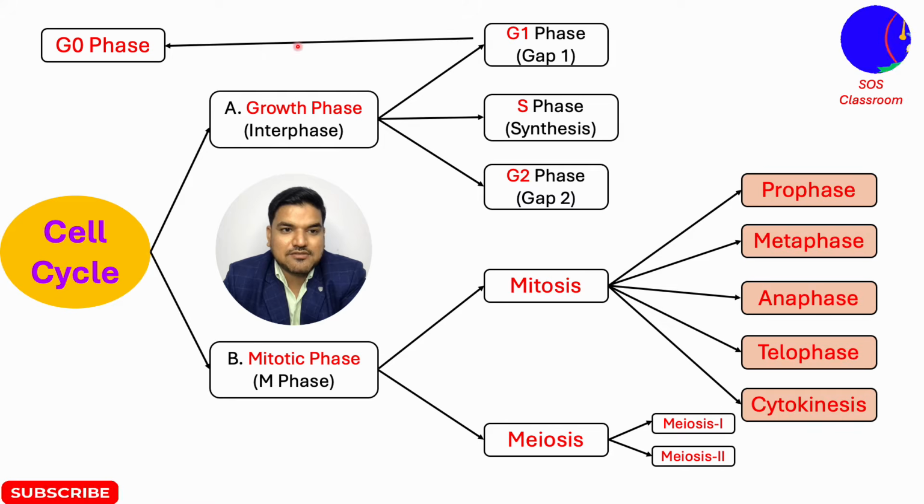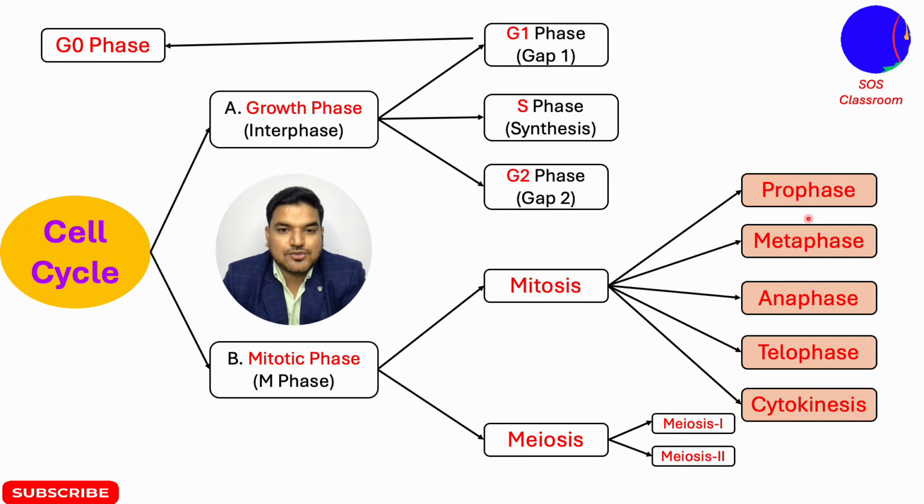First of all, the cell cycle is divided into two phases, growth phase and mitotic phase. The growth phase is divided into three: G1, S and G2. The mitotic phase is divided into two: mitosis and meiosis. Mitosis is done for all the body cells, but meiosis is only for the germ cells, the male gametes and female gametes. Male gametes are sperm cells and female gametes are ova.